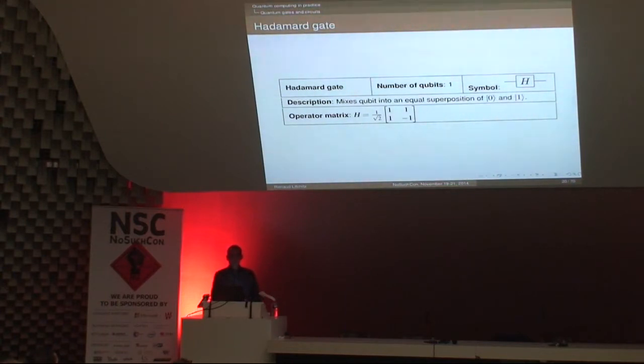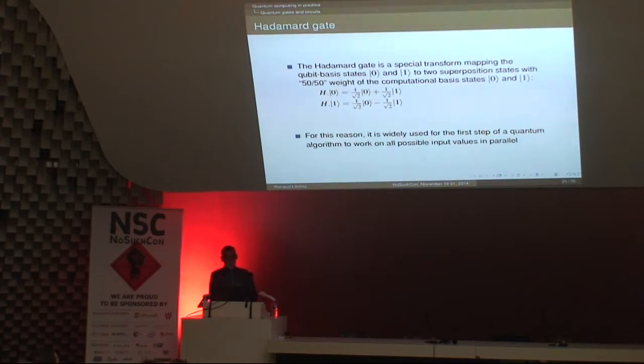Another useful gate is the Hadamard gate, and this is one of the most useful gates. It's the H gate, and it simply mixes a qubit into an equal superposition of ket 0 and ket 1. So if you want to have a mixed qubit and compute on both values of the bit, you simply apply the H operator, with the matrix you see. It maps the basis states ket 0 and ket 1 to two superposition states with 50-50 weights of the computational basis ket 0 and ket 1. So with this gate, we'll be able to compute in parallel with several values of the bits.